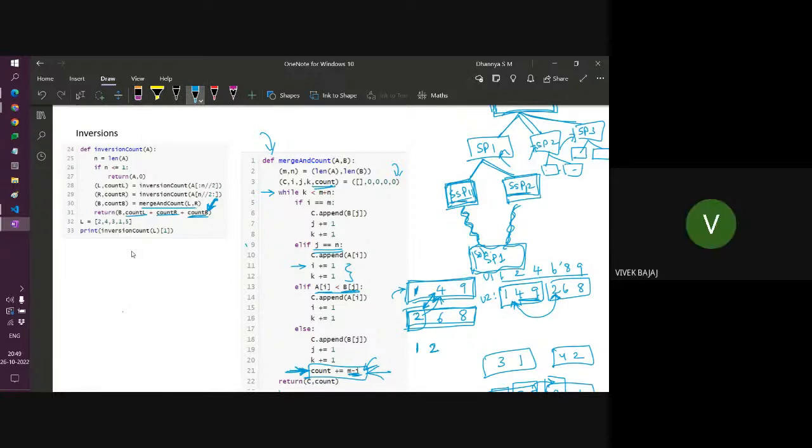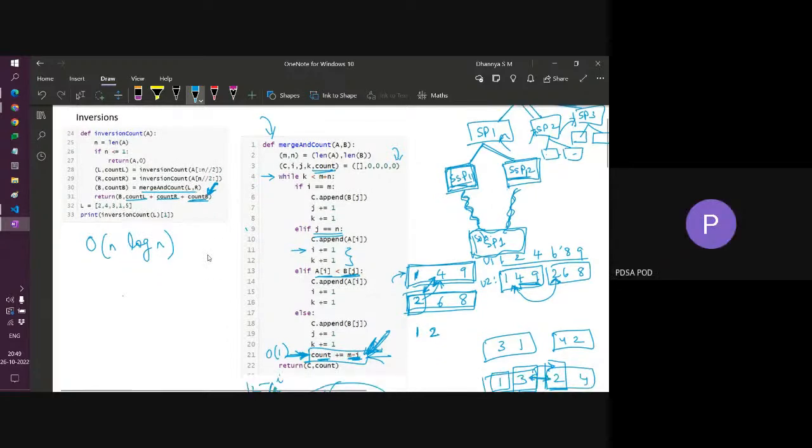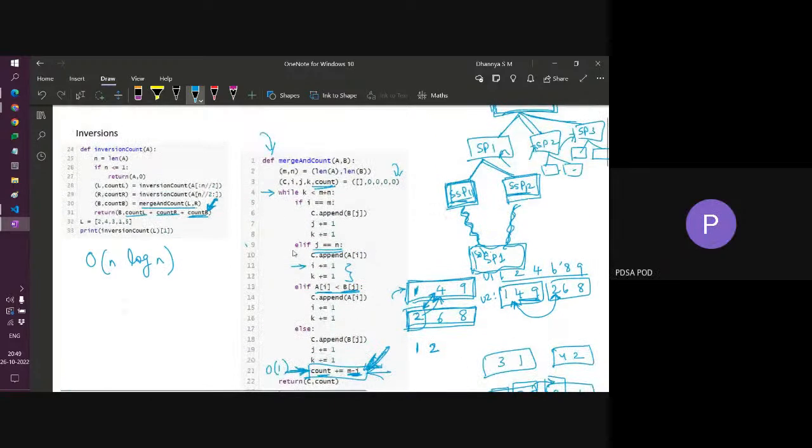It will be n log n. Yes, it's the same as merge sort, no? We have just added this one statement, right? This is an O of one statement, right? You're just adding some number to some integer, to another integer. Yes, ma'am, it's an O of one statement. So you're not adding anything to the complexity. It is simply O of n log n.